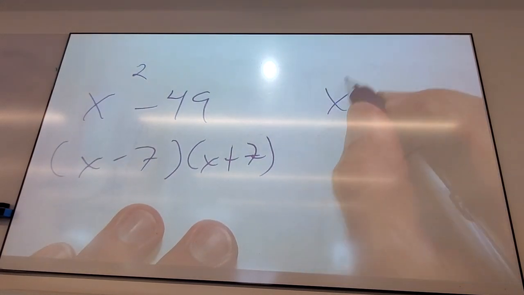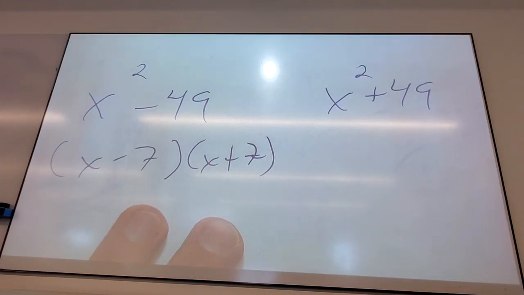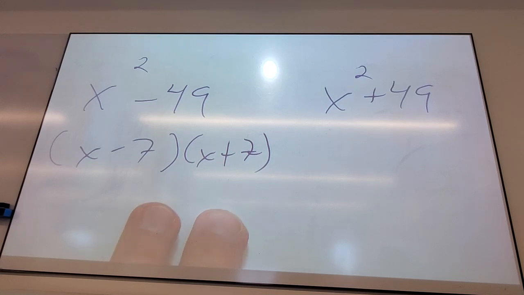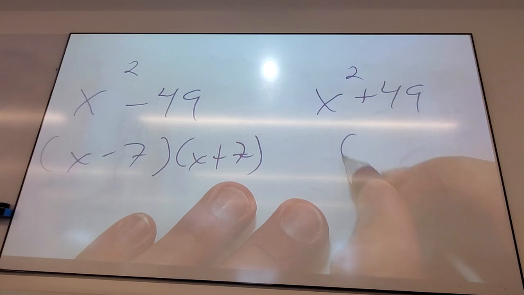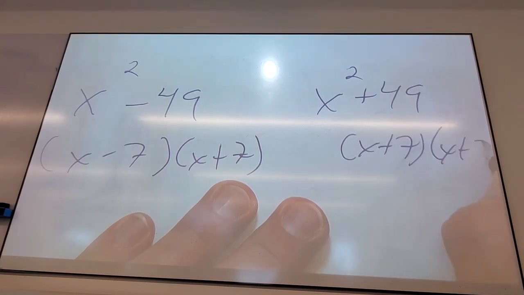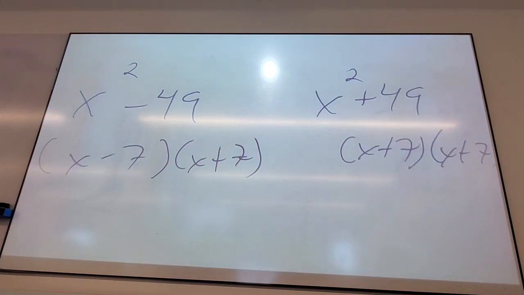So why can I not factor this using real numbers? In order to be positive 49, they would have to both be the same sign, which means plus or minus. So the middle term would never cancel. So if you thought it was x plus 7, can't be, because I don't have a 14x in the middle, right? If it was minus, can't be, because I don't have a negative 14x in the middle.